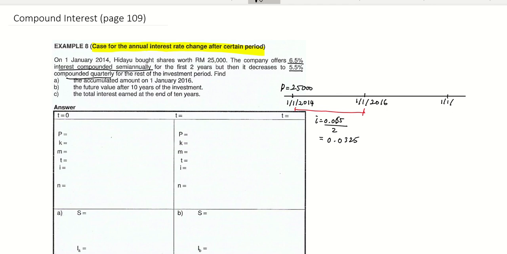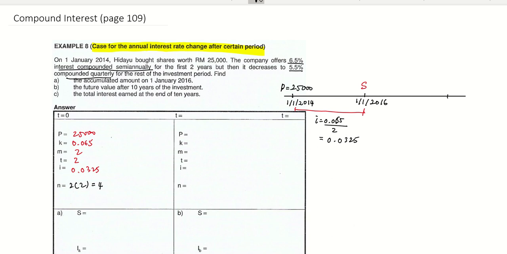Okay, so we want to find S here. Before that, P is 25,000, r is 0.065, m is 2, and t is equal to 2 years. So i is 0.0325. Okay, so n is equal to m times t. So 2 times 2 is equal to 4.